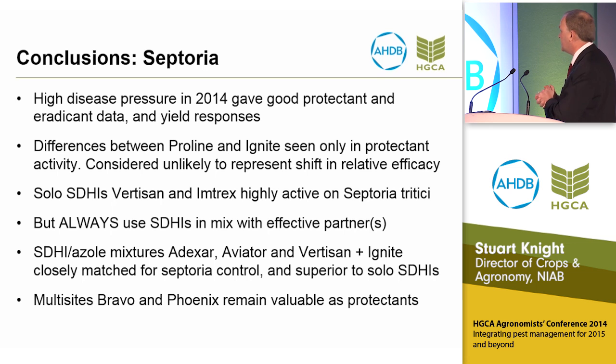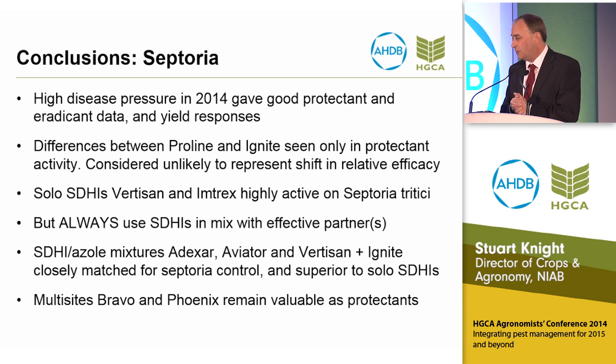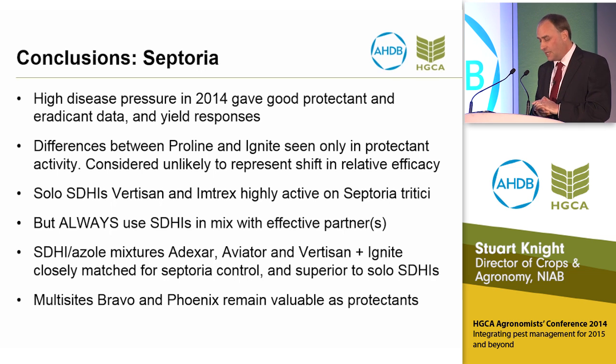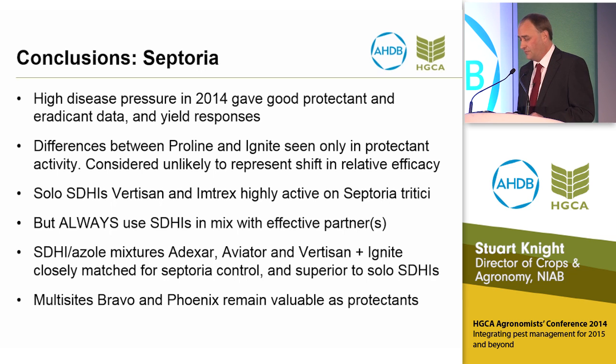Okay, so some conclusions. Very high disease pressure in 2014, giving us good eradicant and protectant data, good yield responses for Septoria. Differences between Proline and Ignite really only seen in protectant activity, and we don't think that's anything indicative of anything serious in terms of shifts. Solo SDHIs, very effective on Septoria tritici, but a reminder, we have to use those in mix with effective partners. Very important that we do that. The SDHI azole mixtures, Aviator, Adexar, Vertizan Ignite, very closely matched for Septoria control, better than the solo SDHIs, but we did see the Vertizan Ignite in 2014 perhaps not quite performing in terms of yield, perhaps through lesser persistence. And just a reminder, multi-sites like Bravo, Phoenix, clearly contributing usefully to Septoria control and remain an important part of the programme as protectants.